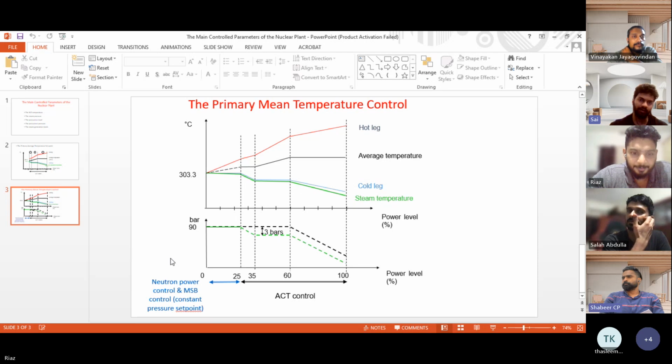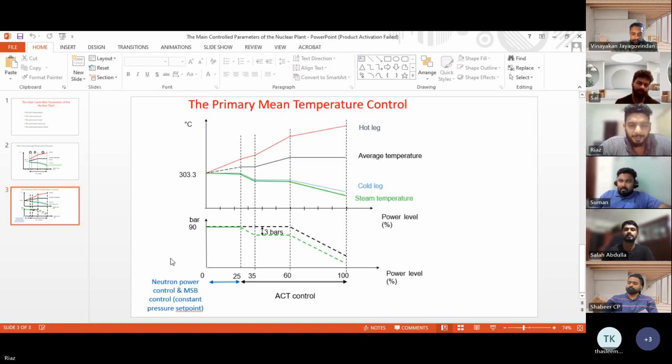Because in the secondary side, power generation is directly proportional to how much power is being generated in the primary. That's what I am saying. In ACT mode, it's directly proportional. This is another scenario. We are talking about two modes of operation. One mode we already covered: if it is greater than 25%, primary and secondary are equal. The second scenario is if it is less than 25%, it is the neutron flux mode.